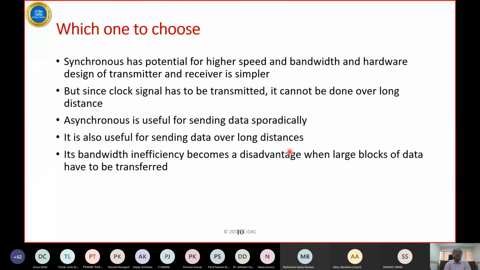So now which one to choose among them if you have a choice? Because synchronous has a clock with it, the rate can be higher and you can design the synchronous communication for a higher speed, and the design of transmitter and receiver is simple because they are connected through a clock. But the bad part of this is the clock has to be transmitted.